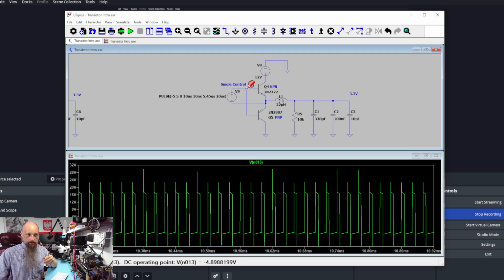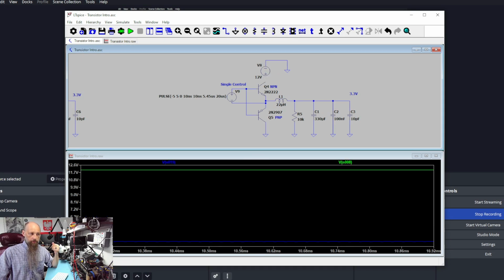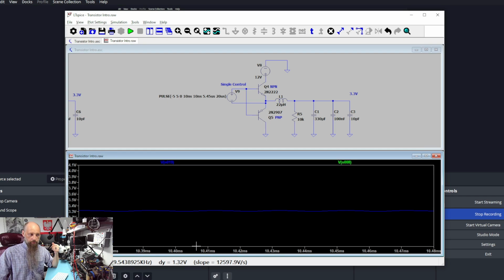So when the high signal is on our source V9, our Q4 opens and our Q5 closes. When the low signal is on our single source, the Q4 will close while Q5 will open, which allows us to more accurately produce 3.3 volts. And again, if we compare it to 12 volt input, it looks pretty good.